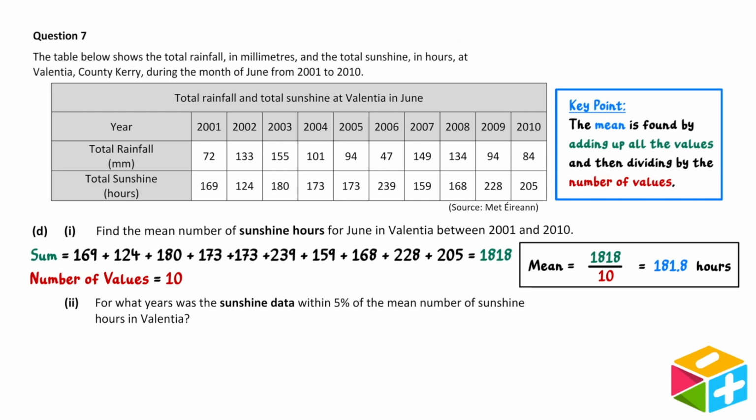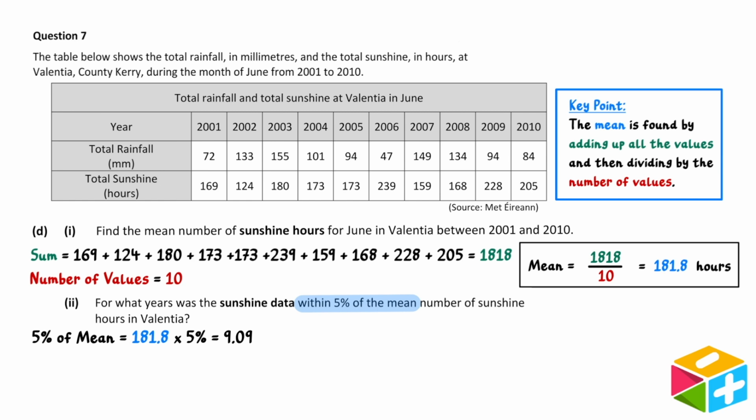In the next part, we need to identify which years had sunshine data within 5% of the mean. To do this, we should begin by calculating what 5% of the mean actually is. We found that the mean was 181.8, and when we multiply this by 5%, we get an answer of 9.09. So what we're after here is finding all the years which had sunshine data within a distance of 9.09 of the mean.